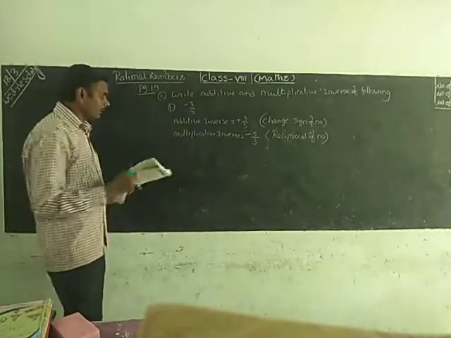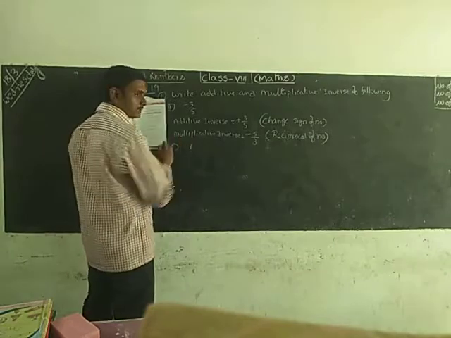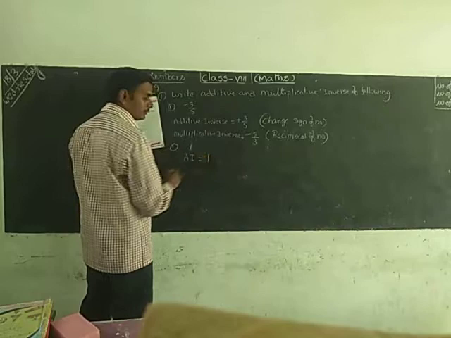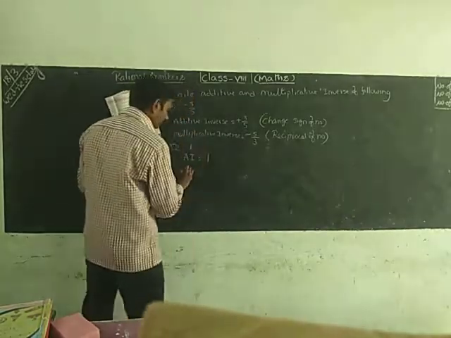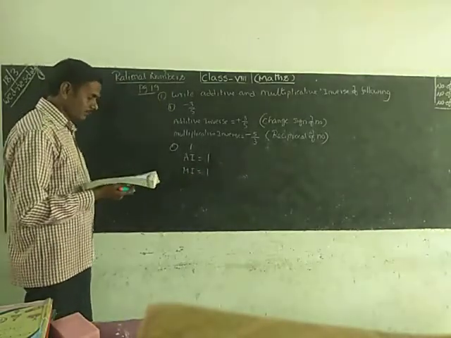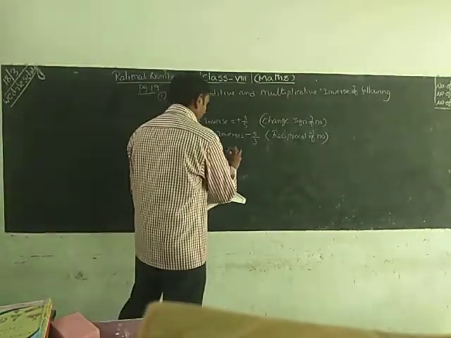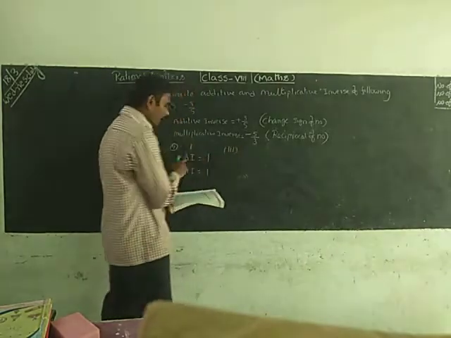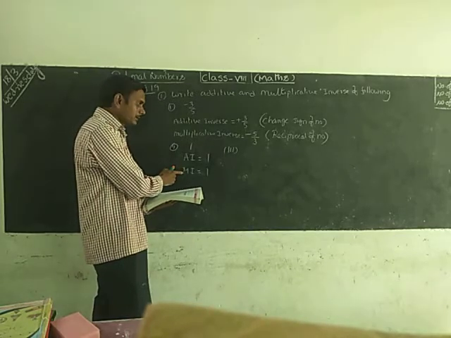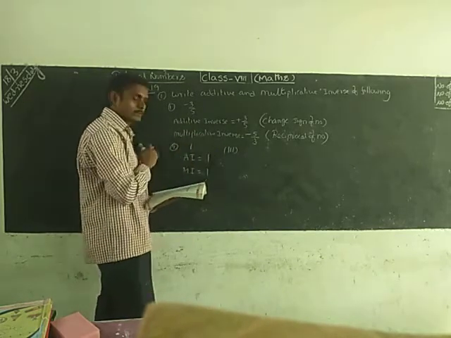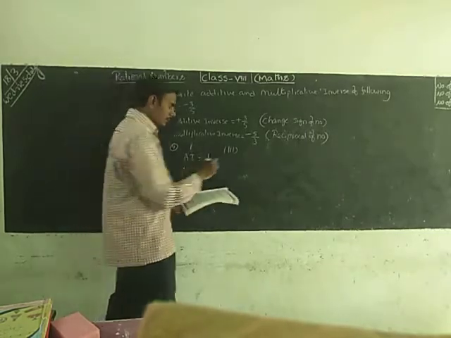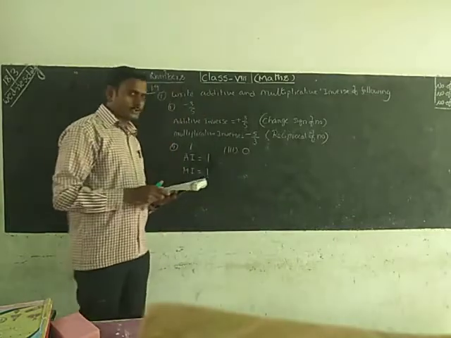Now 1 is given to you. Additive inverse I am writing as AI, and multiplicative inverse as MI. The AI of the number 1 is 1 and the MI is 1. Next, third one. AI means additive inverse, MI means multiplicative inverse. While writing in the examination, you have to write the full form. For time saving purposes only, I am writing the short form here.